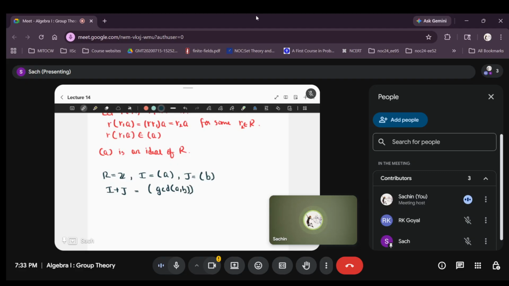If it so happens that A and B are relatively prime, their GCD will be 1. And the ideal generated by 1 is simply the entire set of integers. So if A and B are coprime, what you get by adding these two will be the entire set of integers.